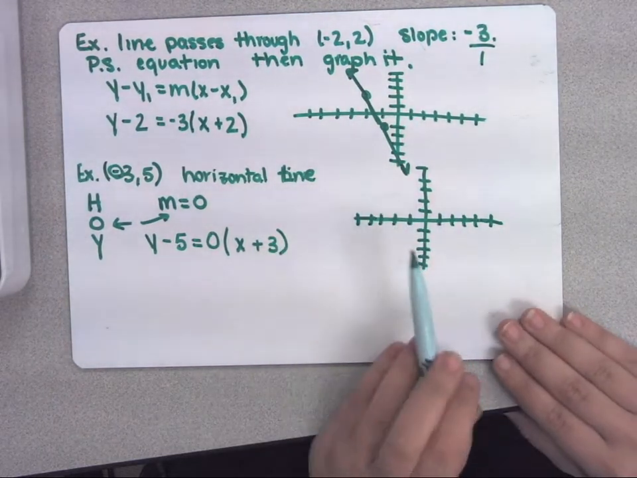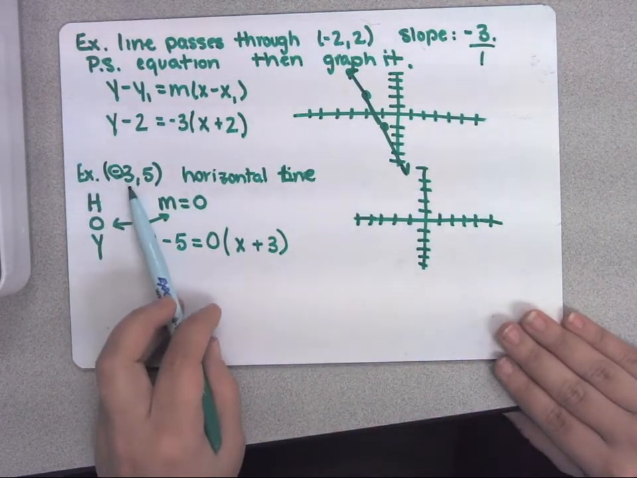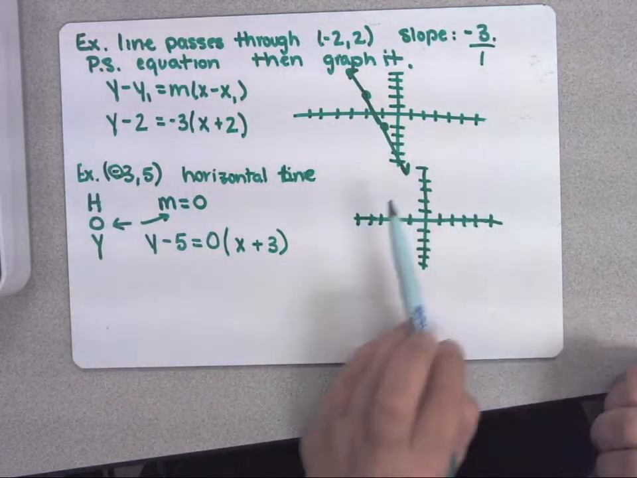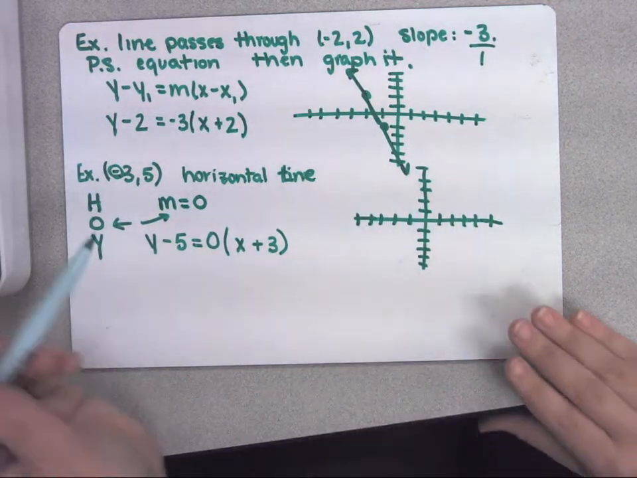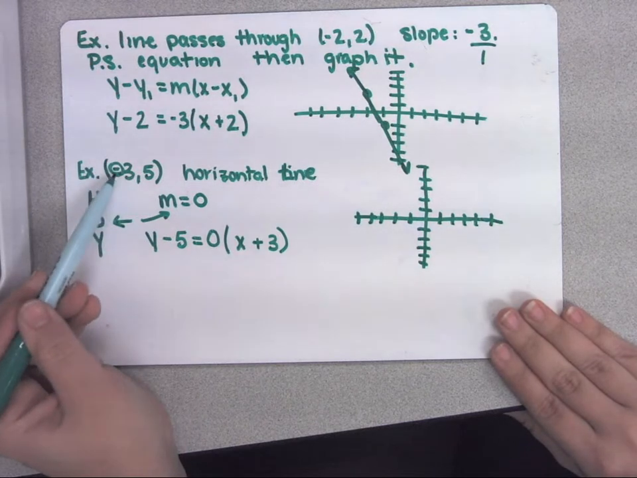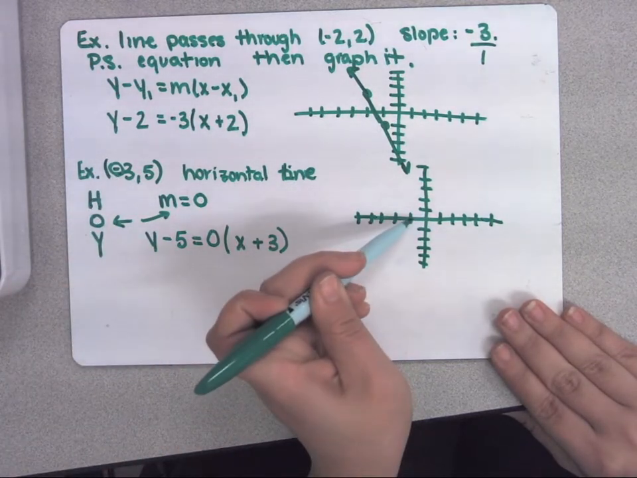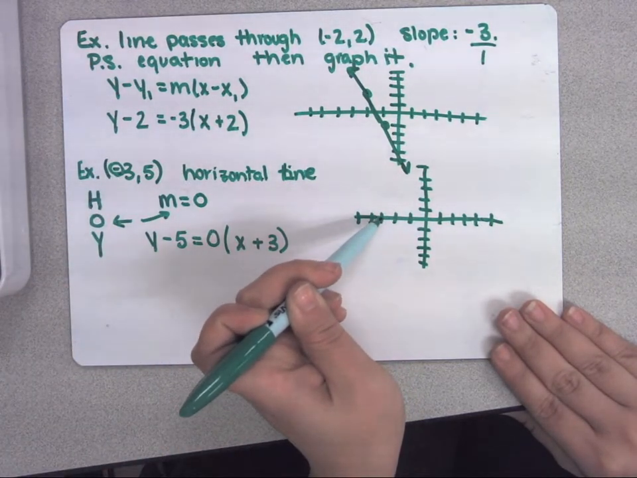Just like all the other ones, what did we use first? The point or the slope when we made a graph? The point. So we're going to plot the point. X is -3. So I go left 3, -3. Y is 5, up 5.